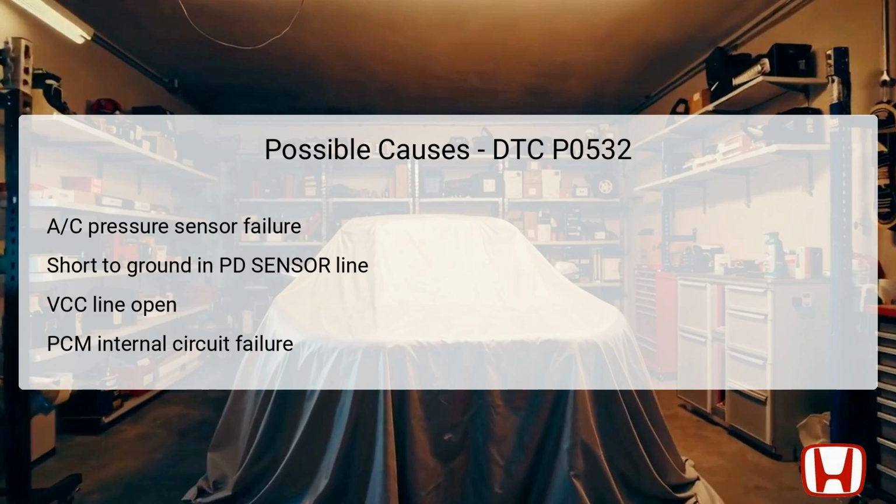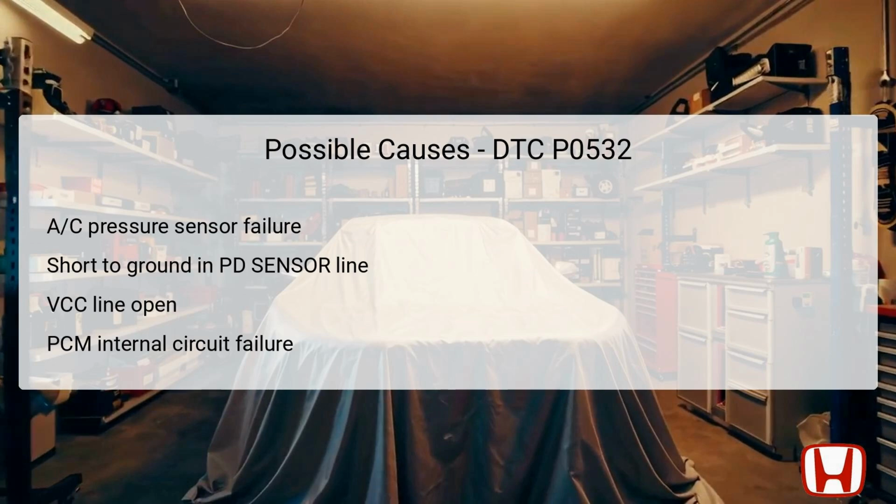Several factors can lead to the DTC P0532 being triggered. Firstly, an AC pressure sensor failure can occur due to internal damage or wear, rendering the sensor incapable of providing accurate voltage signals to the PCM. Secondly, a short circuit to ground in the PD sensor line can also result in low voltage readings. This is often caused by damaged wiring or poor connections within the AC harness.